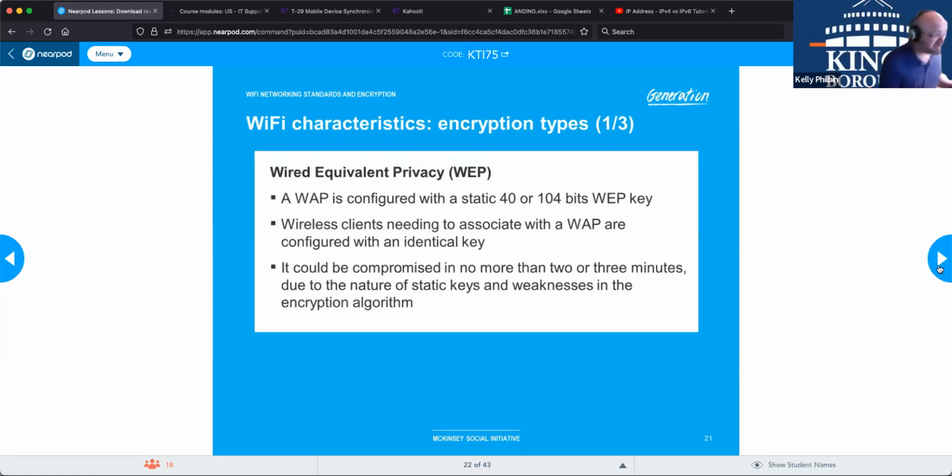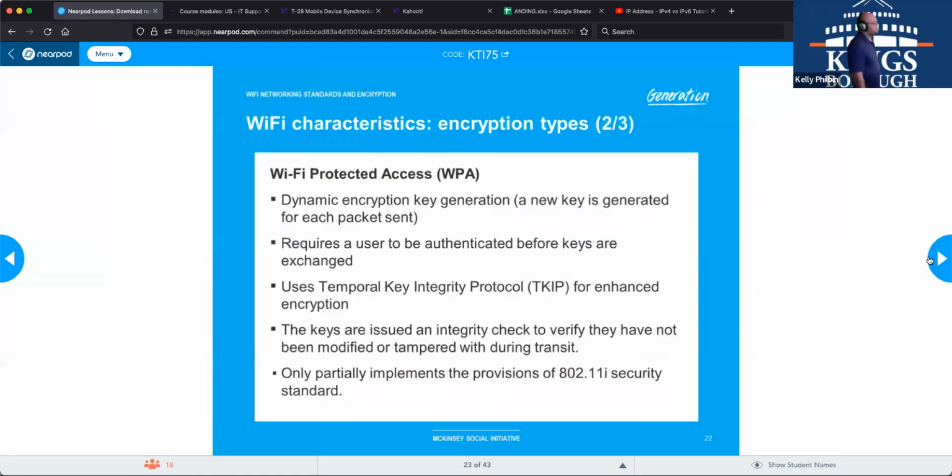That's not to say you should never use it. If it's the only option you have, it's still better than nothing. But it is a thoroughly cracked standard, 2 to 3 minutes. Most hackers can pull right through it. And it's because of the nature of the static keys that are never changed, which is its main weakness. It makes it easy, as data is transmitted, for them to figure out what's going on, break down the key, and then they basically can see everything at that point. So hopefully it's one that you don't have to use, but still better than nothing.